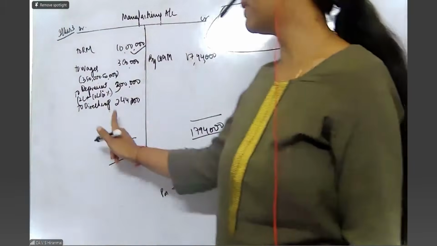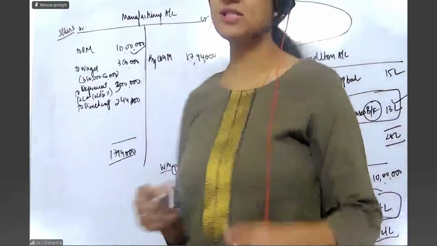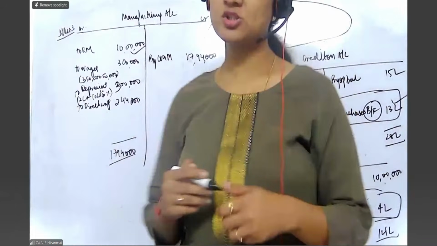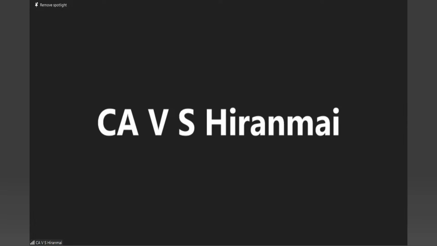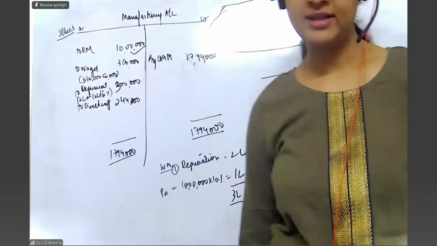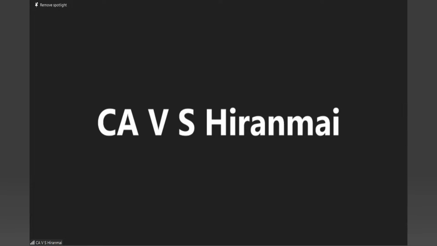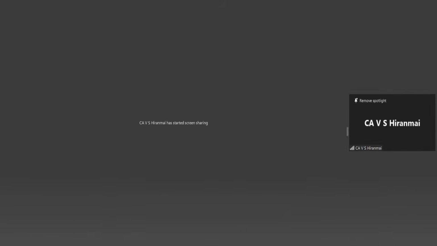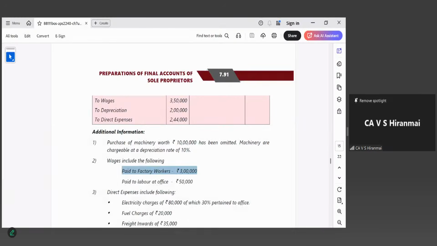Okay. Now come here. Direct expenses also have an adjustment. Now all of you please see the direct expenses adjustment. I'm just sharing the screen. I will show you the video. There's some problem. Now the direct expenses total is 2,44,000.